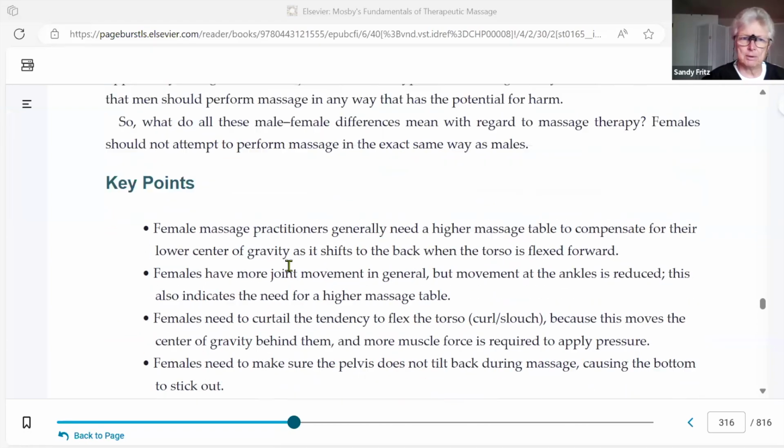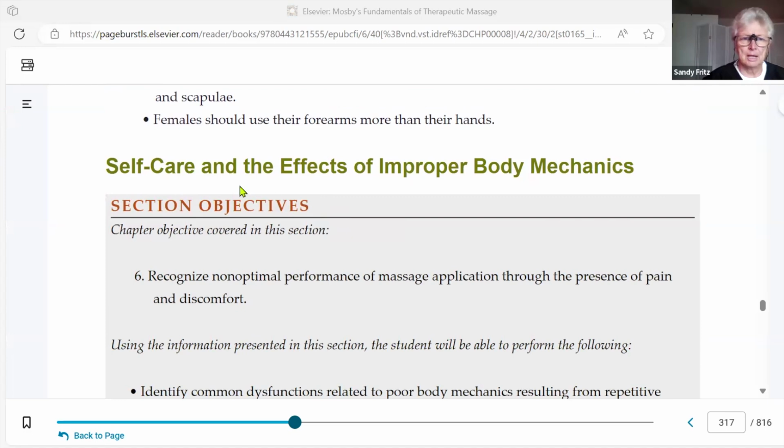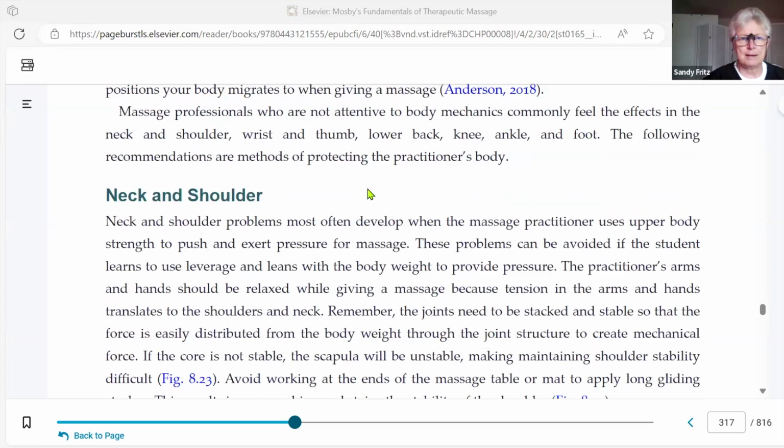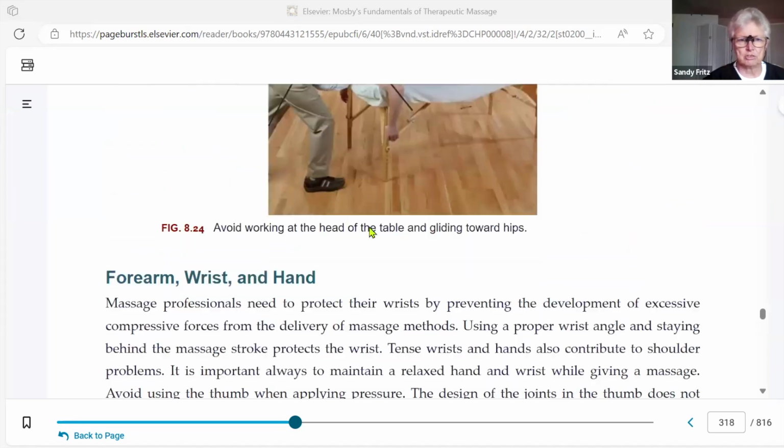So here are key points. Whenever you see key points in the chapter, slow down and pay attention to them. The next section here is going to talk about specifics to look for in taking care of yourself and what happens if your body mechanics get off. And this happens all the time. Again, this is an ongoing self-monitoring situation. So we've got various body areas. Look at the pictures.